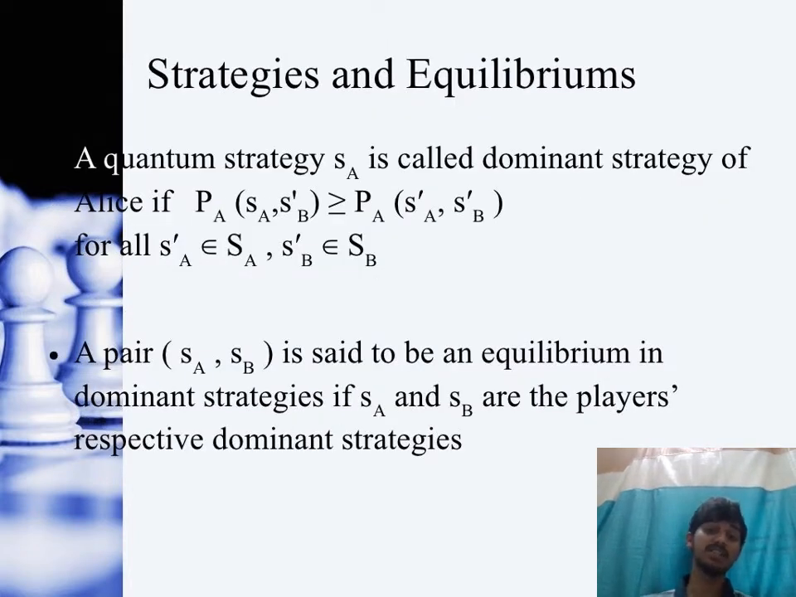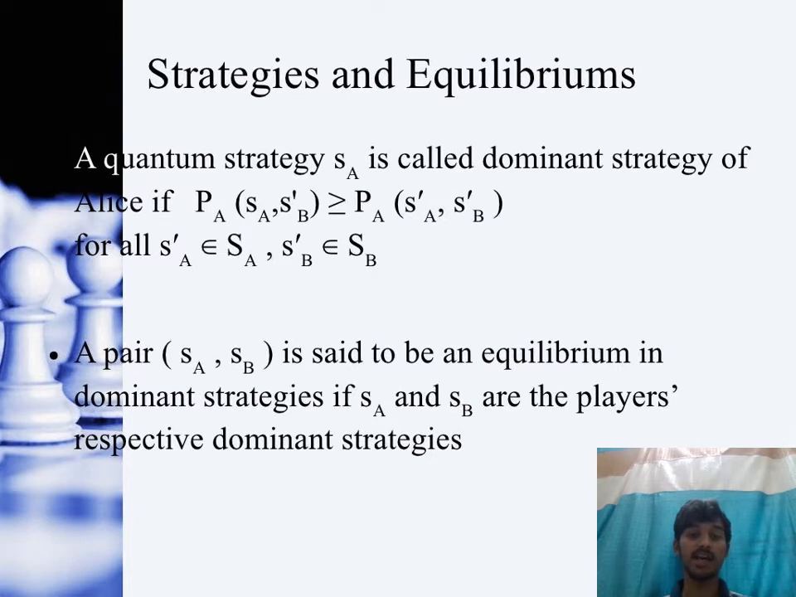Strategies and equilibriums. A quantum strategy SA is called a dominant strategy of Alice, the first legal player, if PA of SA, SB is less than or equal to PA of S dash A, S dash B, for all SA belongs to the strategy set of Alice, and S dash B belongs to the strategy set of Bob.